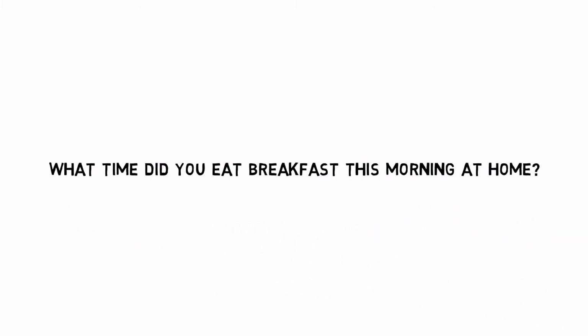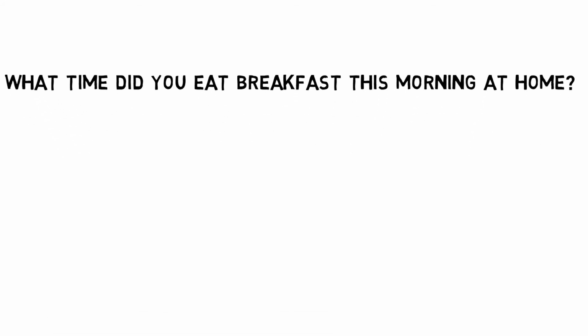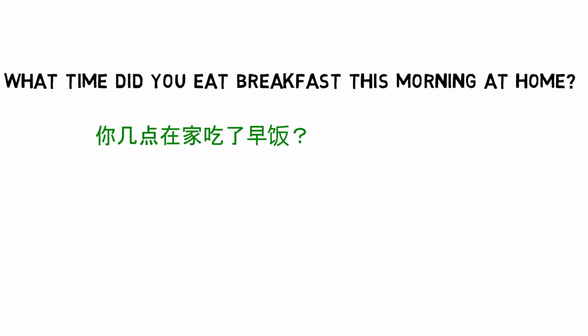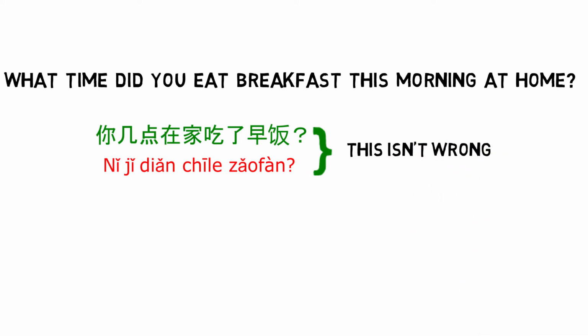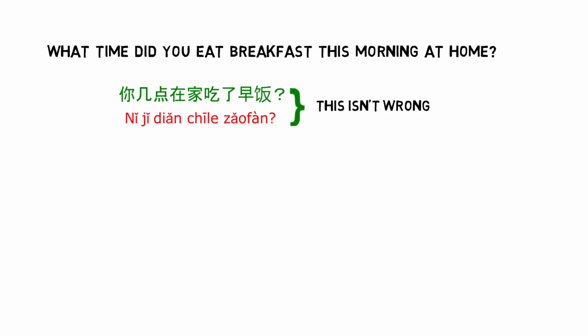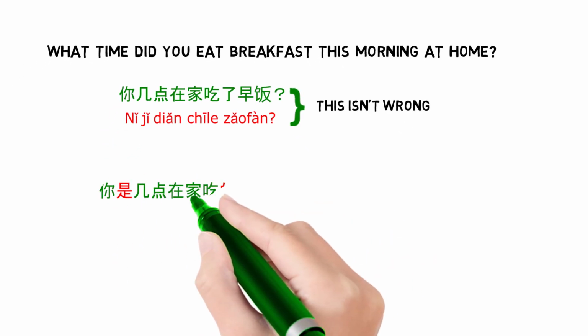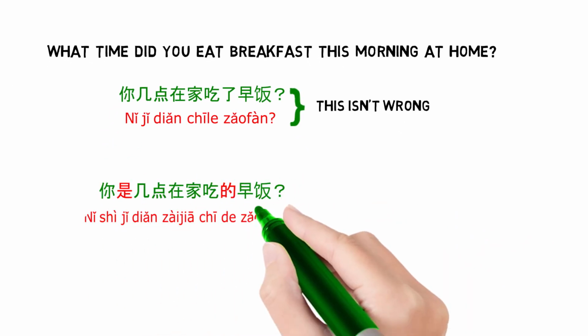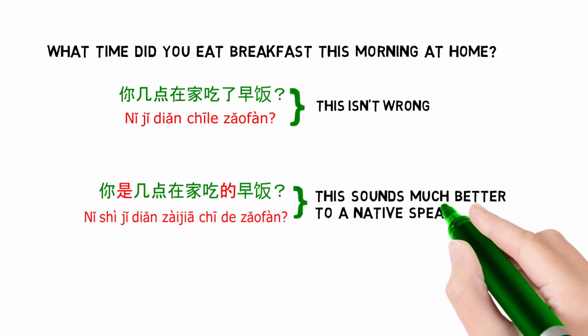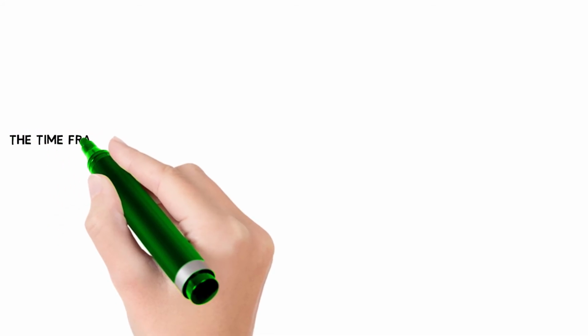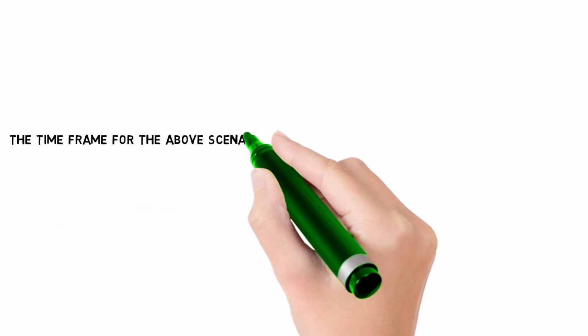A lot of my students would say something like this in Chinese. 你几点在家吃了早饭? This isn't wrong, but in Chinese, there's a better structure to use here, which is a 是的 structure. 你是几点在家吃的早饭? This sounds much better to a native speaker. Let me explain. Clearly, the time frame for the above scenario was in the past.